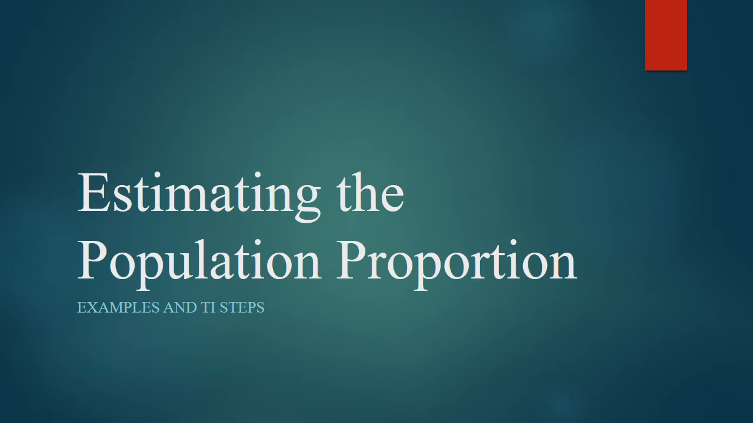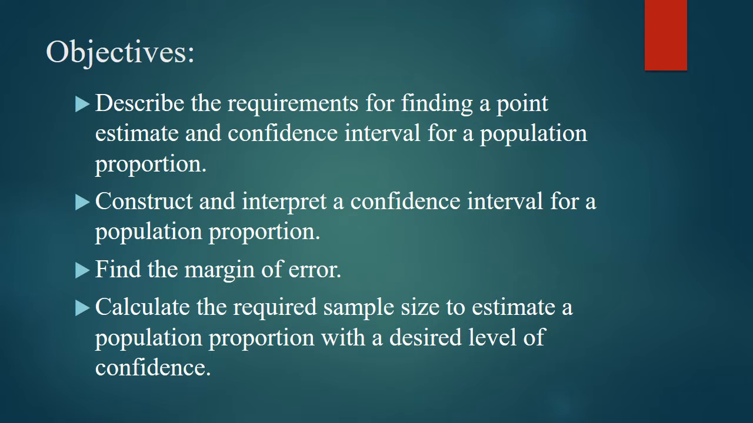In this section, we are going to describe the requirements for finding a point estimate and confidence interval for a population proportion. We are going to construct and interpret a confidence interval for a population proportion, find and interpret the margin of error, calculate the required sample size to estimate a population proportion with a desired level of confidence and a desired margin of error.